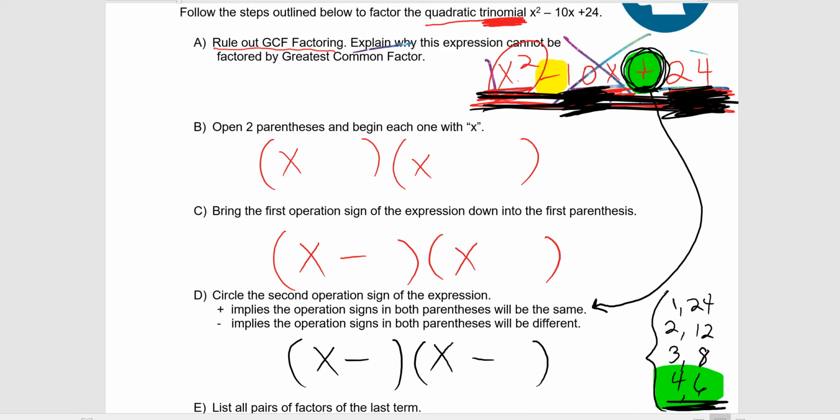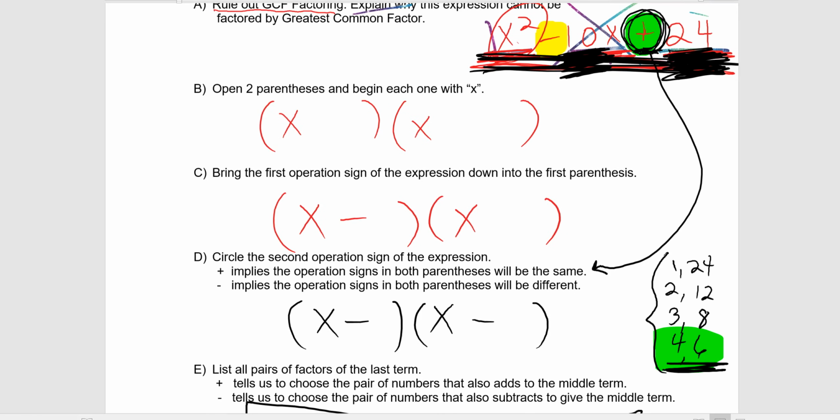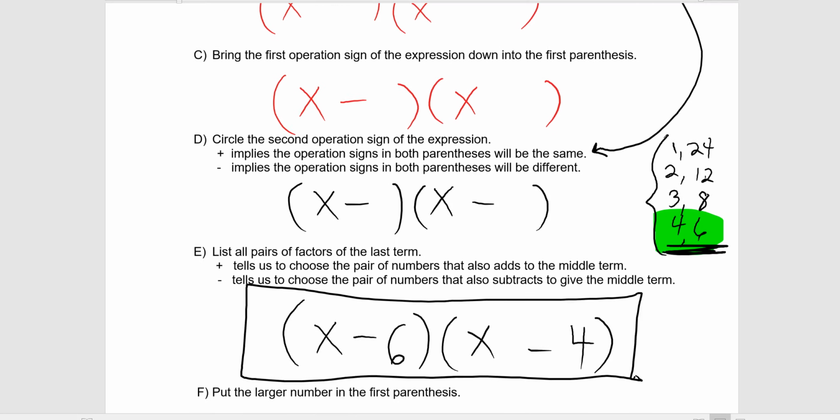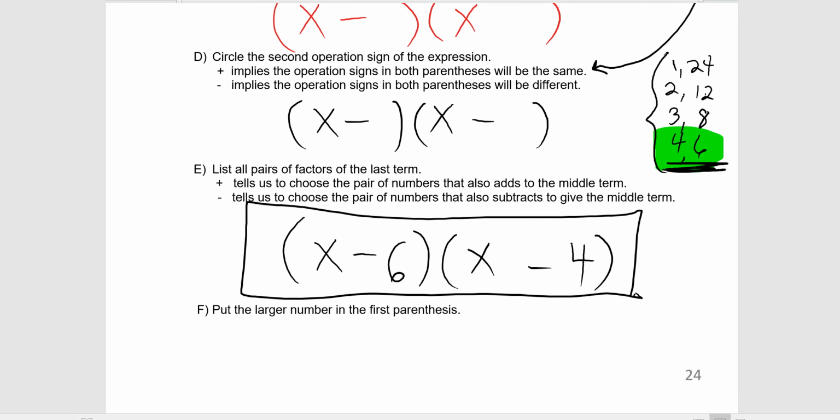But again, these were the steps. Two parentheses, x and x. Bring the first sign down into the first parentheses, circle your second sign. Plus means they're going to be the same. Minus would mean they're going to be different. List all factors of the last term. If this was plus, you're looking for the pair that adds to the middle. If this is minus, you'd be looking for the pair that subtracts to the middle, like 12 minus 2 could have been 10 as well, if that were a minus sign. Larger number in the first parentheses, and you're done.